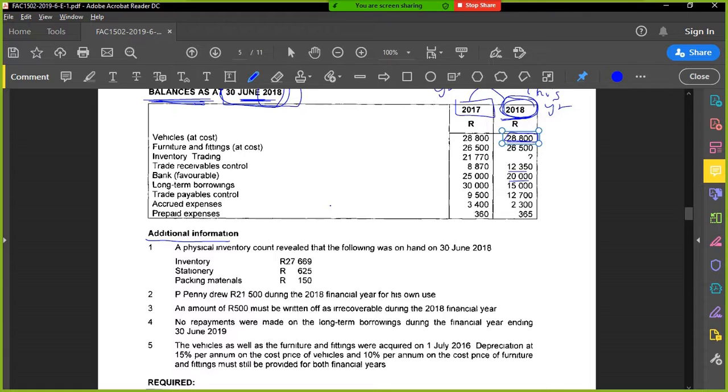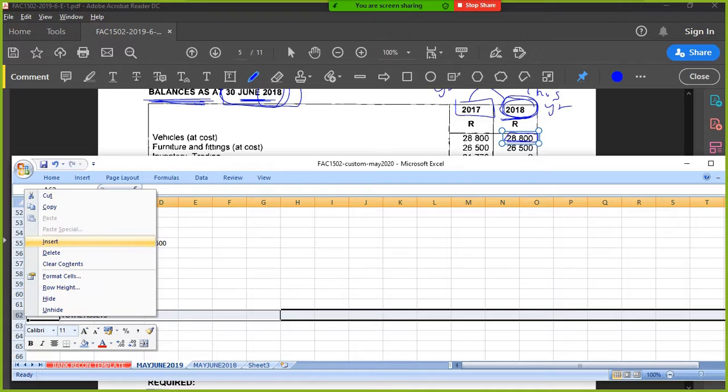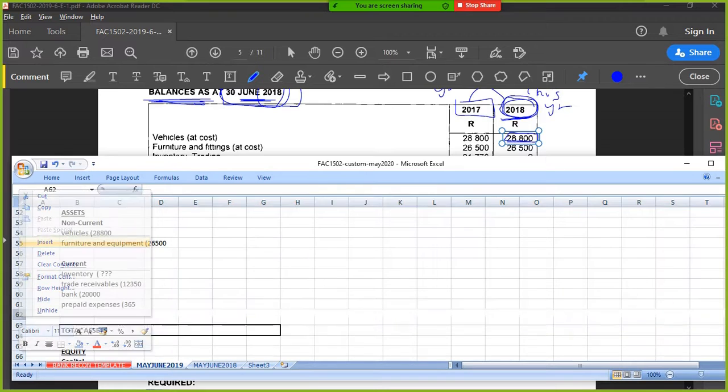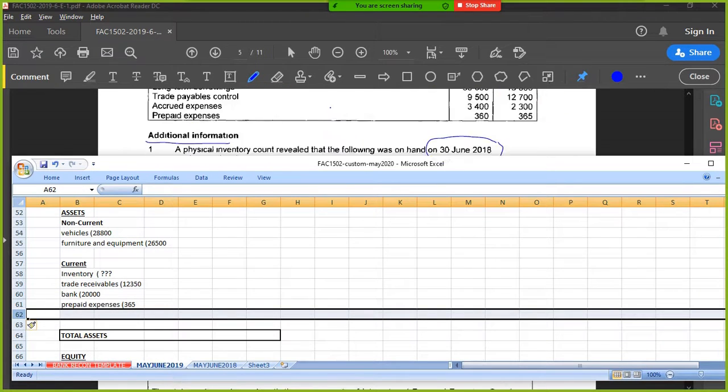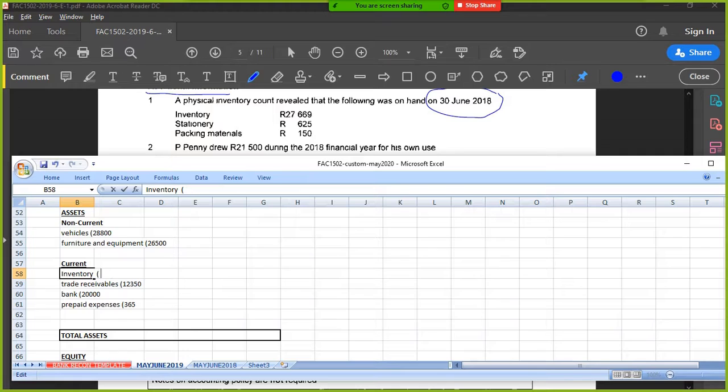Additional information. Physical inventory count revealed that the following was on hand on 30 June 2018. What are we going to do with this? What is this? It's a current asset. Very good. What are we going to show here under current assets? 27,669 as inventory. Do you agree? Yes. Now we know what it is. Closing stock is what you counted.